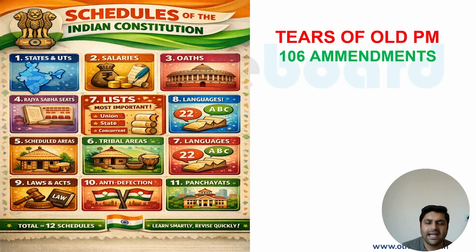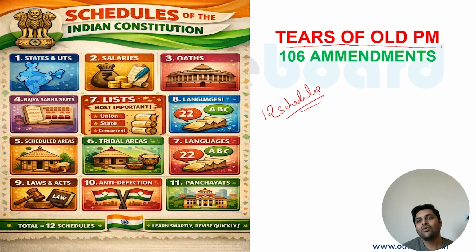What else? Schedules. I told you there are 12 schedules to the constitution. Now, what are these schedules? Sir, how to remember? 12 are there. We have to remember exactly by order. Very simple trick I have got. What is this? Sir, tears of old PM? Sir, who is the old PM who is crying, sir? No, this is the mnemonic for 12 schedules. We'll see it in a while.